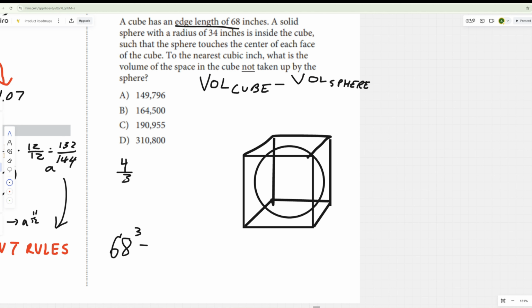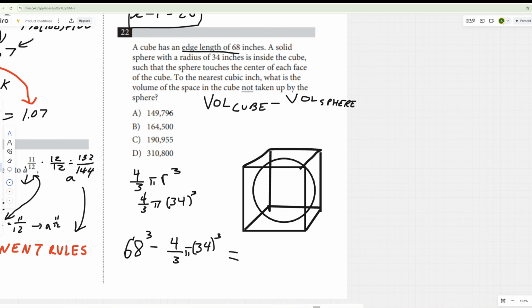It's 4/3 pi r cubed. The radius is 34, so 68 cubed minus 4/3 pi 34 cubed. We can get out our calculators and solve. We're going to end up getting about A. There's the answer.